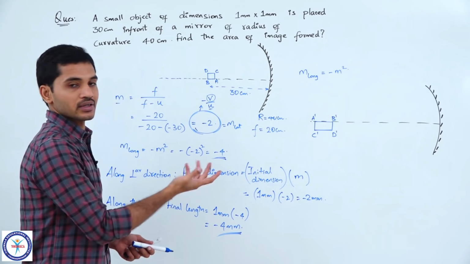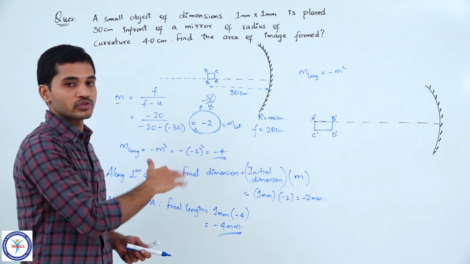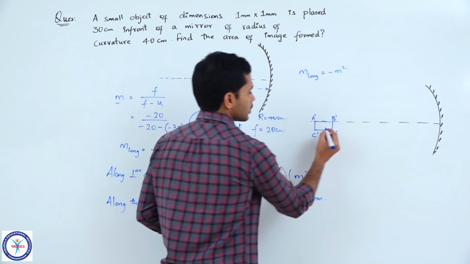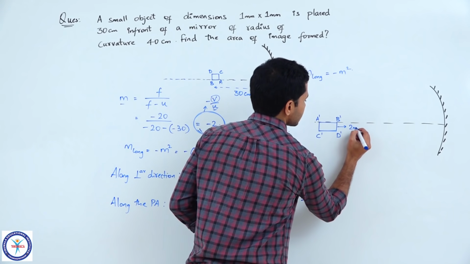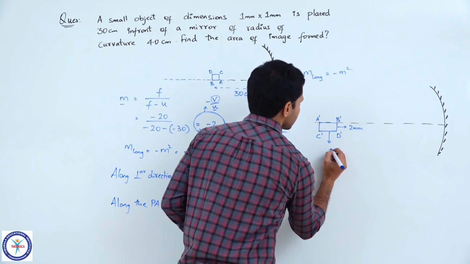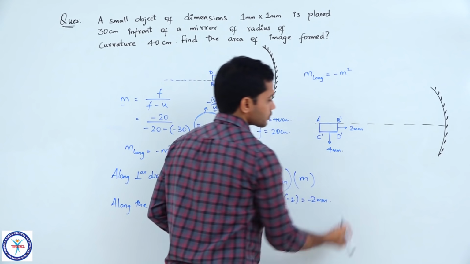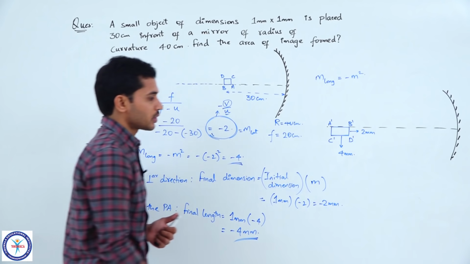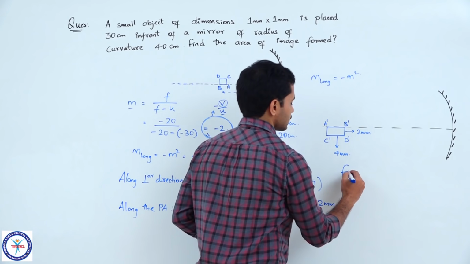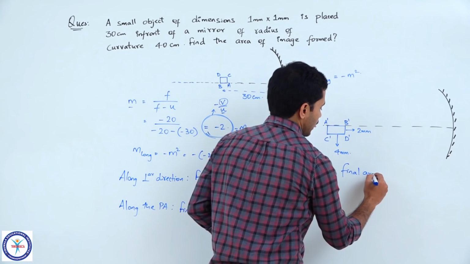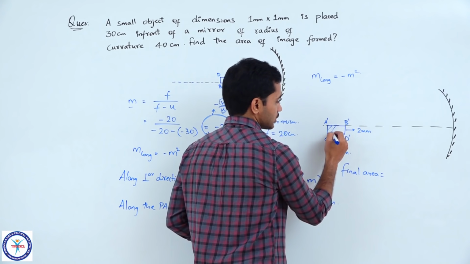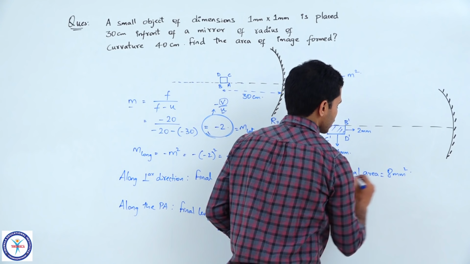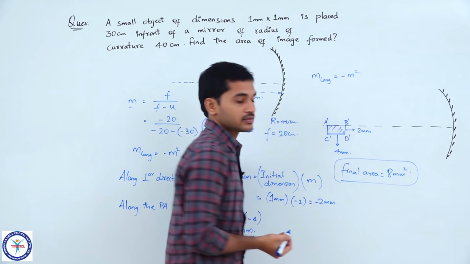So, the square plate will get inverted both ways in this particular scenario, and you can write the dimensions. So, this length is 2 millimeters and this length is 4 millimeters. So, if they are asking you the final area of the image formed, you can say that the final area is equal to this area, which is 8 millimeter square. So, that should be the answer for this case.